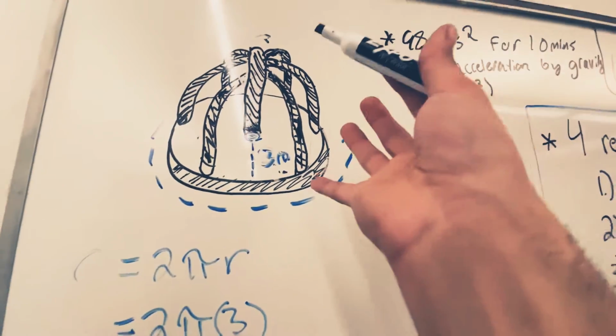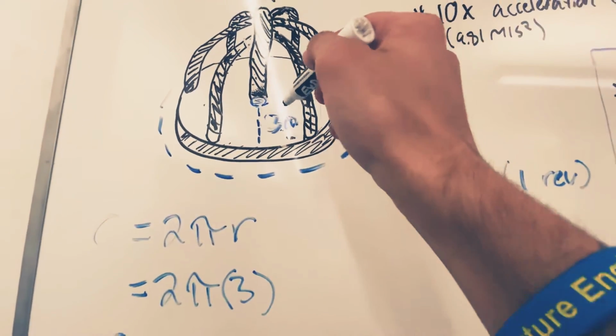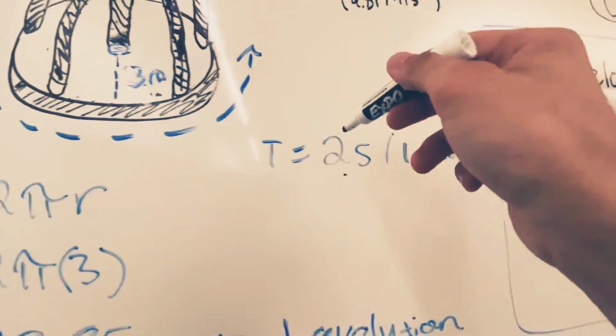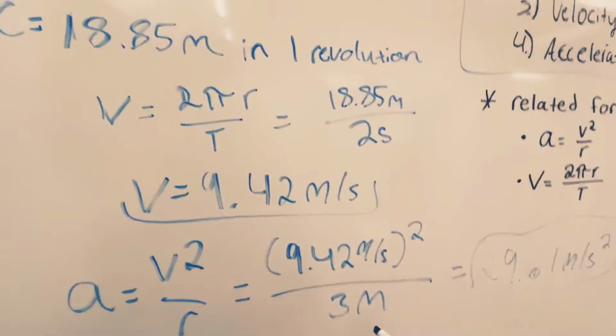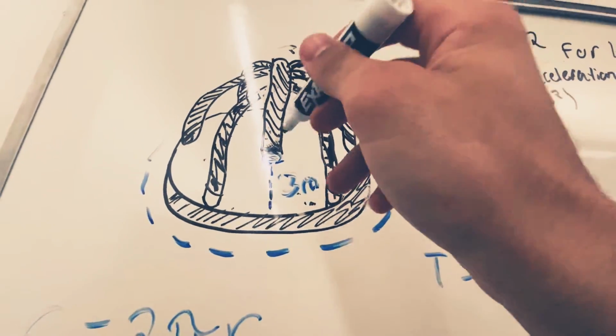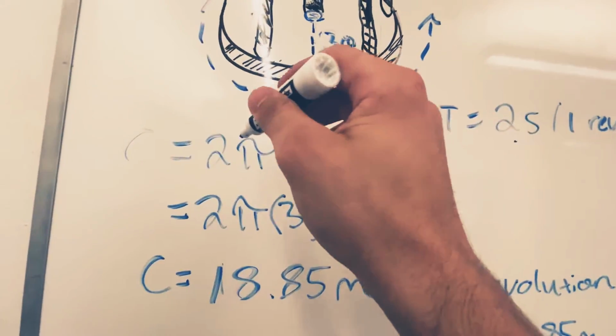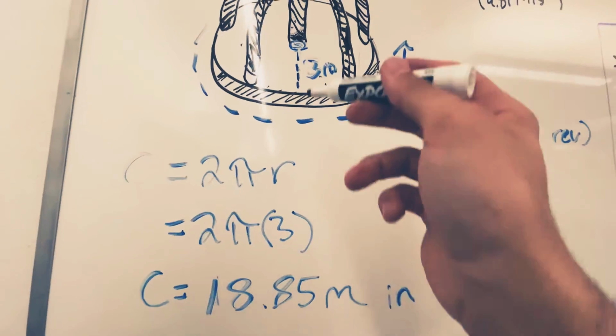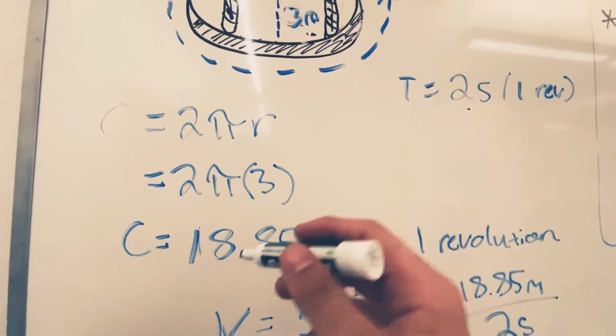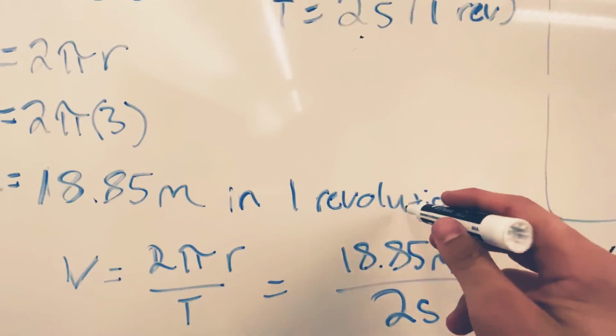So we have an example of a roundabout. We've got a roundabout with a radius of 3 meters. It takes 2 seconds to complete one revolution. So we're going to go through a whole process and figure out the acceleration that the centrifuge is experiencing. So we've got circumference, which is the distance around the circle. So we've got 2 pi r. r is 3 meters, 2 pi times 3 equals 18.85 meters in one revolution.